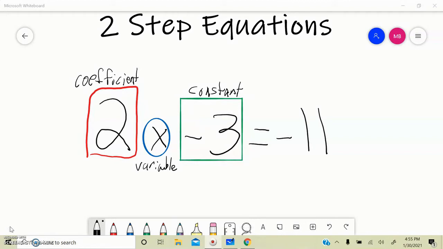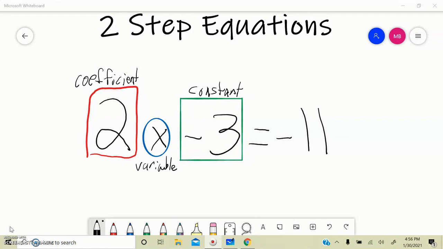And then this minus 3 is going to be a constant. It's not attached to the x. So that's the difference. If it's not attached to the x, it's going to be a constant, where if it is, it's going to be a coefficient. Coefficients can be more than whole numbers as well. They could be fractions if we wanted.